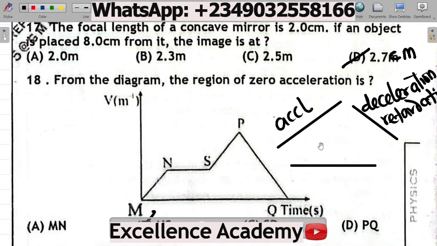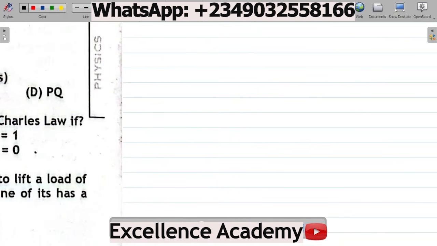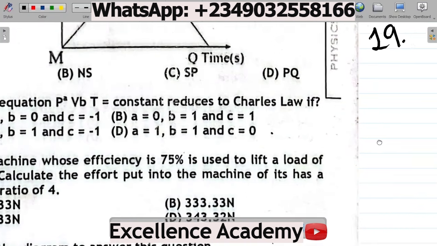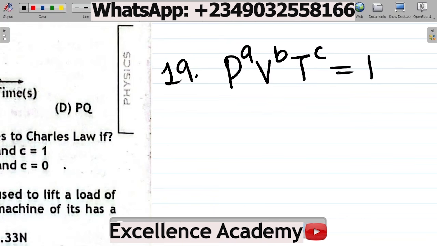Next up, question 19 says the equation P to power A, V to power B, T to power C equals constant reduces to Charles' law if you have option A, option B, option C, and option D. For question number 19, you have P to power A, V to power B, T to power C is equal to constant.